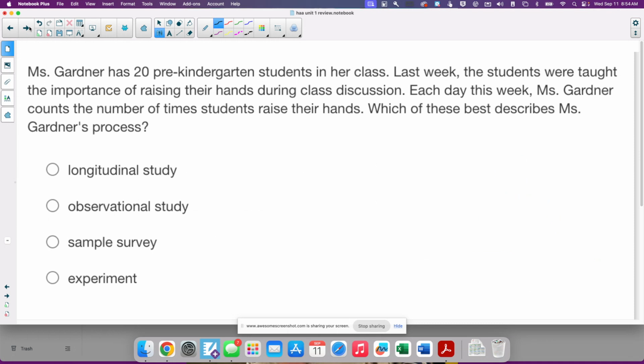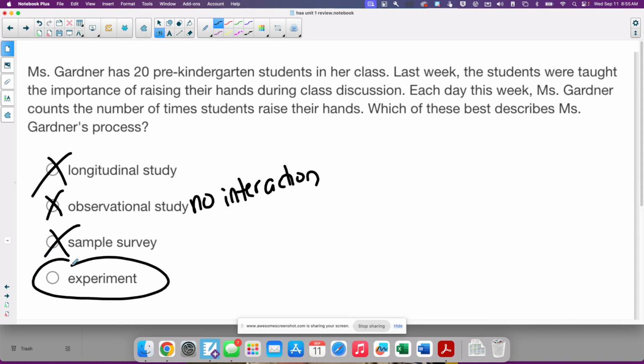Okay, so 20 pre-kindergartner students in her class. She taught them the importance of raising their hands during class discussion, and then she's collecting the data to see how many times they raise their hand. Okay, first off, this is not a longitudinal study. That's like the one I told you from England where they follow those kids' scores for like 20 years, right? Observational study means that there is absolutely no interaction. That is not an observational study. This is not a sample survey. She is not asking them to remember. All she's doing is watching. So technically, even though she only used the treatment group and no control, this is an experiment.